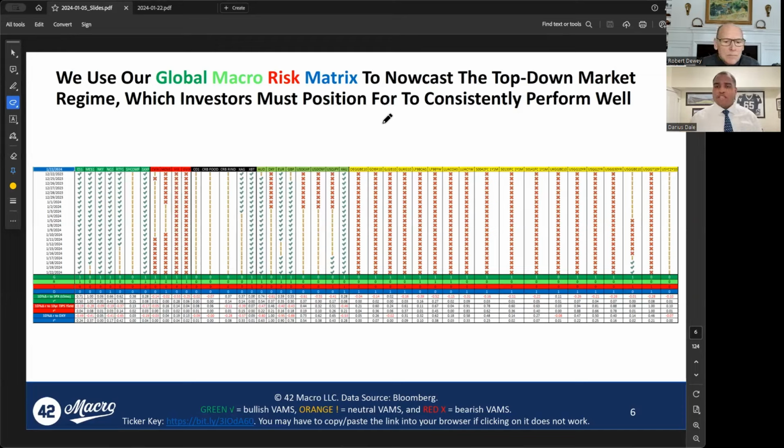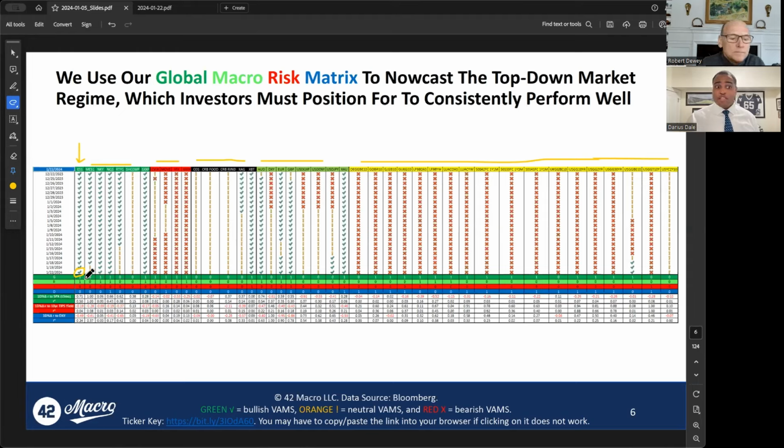And then we're summarizing that in a couple of slides. So let me just give you a quick overview of how this works. You can see it's organized by equities, volatility instruments, commodity instruments, currencies, and then rates, spreads, and yields, et cetera. For example, let's take the S&P 500. The S&P is currently bullish from the perspective of its volatility adjusted momentum signal. That's what the green check mark indicates. The red X indicates bearish, and the exclamation point indicates neutral.